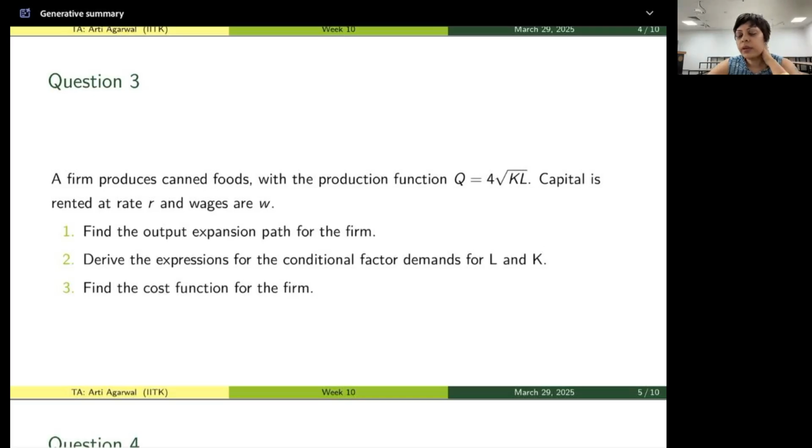So remember in Hicksian demand function, when we were determining the demand functions for different goods, in Hicksian demand we kept the utility as fixed. So in a similar manner, when we're talking about conditional factor demand for L and K, we are keeping output as fixed. So Q becomes Q naught or Q bar, or whichever way you want to denote it.